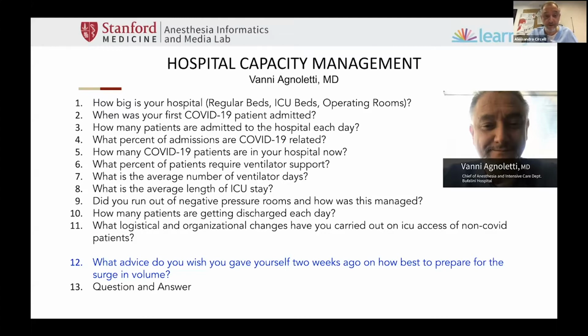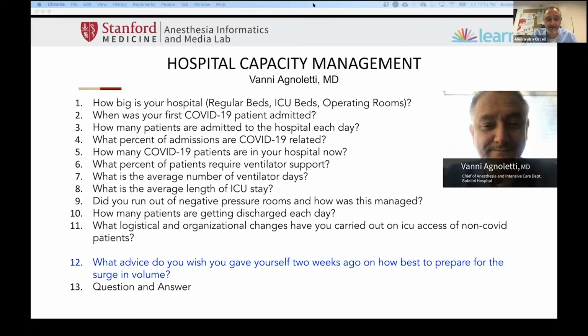Usually, we admitted 300 patients each day in the emergency department. Today, we see 20 patients per day in the emergency department. Half of these patients are COVID positive. So the number of patients is not so high, but all these patients arrive at our hospital. If you consider the total number, today we have 80 COVID patients in our hospital.